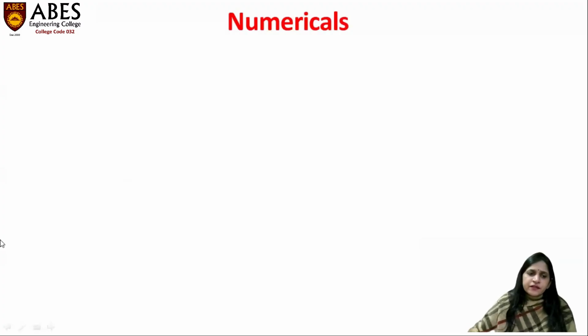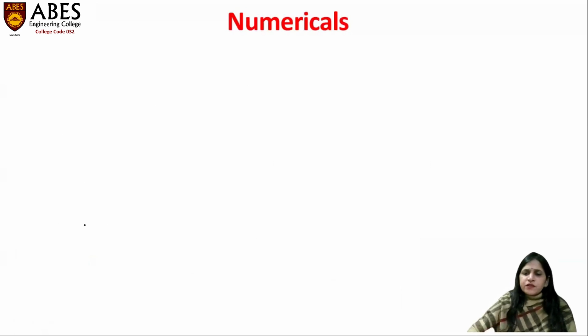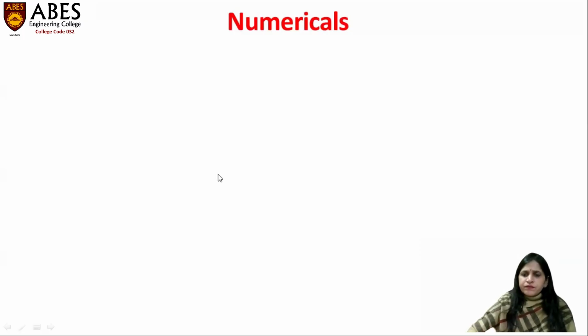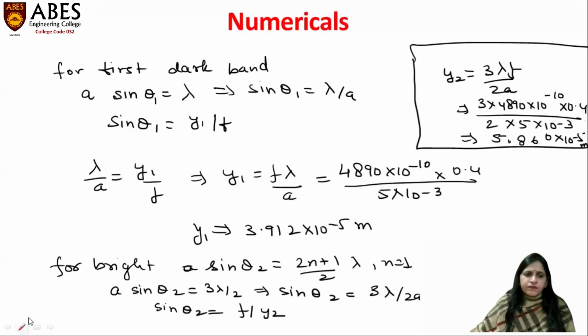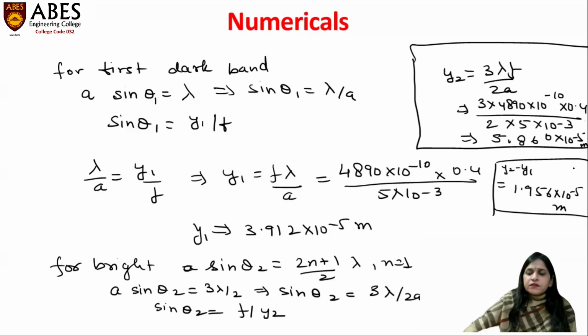And if we calculate the difference between the two, so what is the difference between the two? Y2 minus Y1 is equal to 1.956 into 10 to the power minus 5 meter. This is the answer of Y2 minus Y1. Okay.